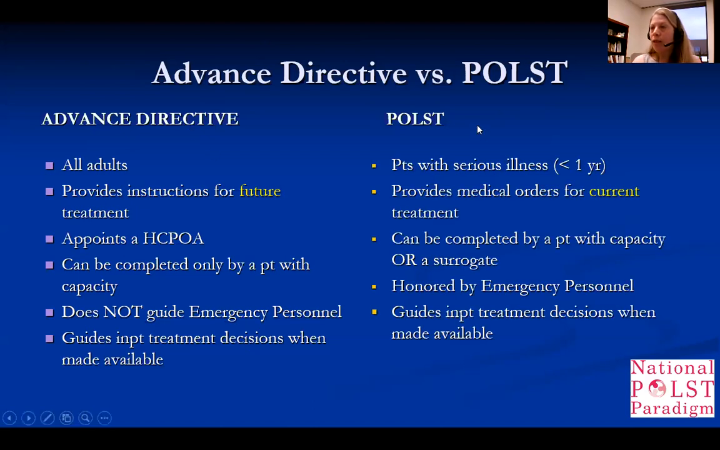A POLST is for a very narrow subset of patients. This is for patients with a very serious illness who we think have less than a year to live. This provides medical orders for current treatment, and this one can be completed by a patient with capacity or a surrogate. A POLST form is honored by emergency personnel, and it guides inpatient treatment decisions when made available.